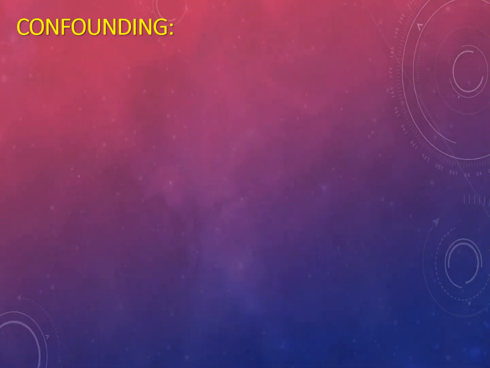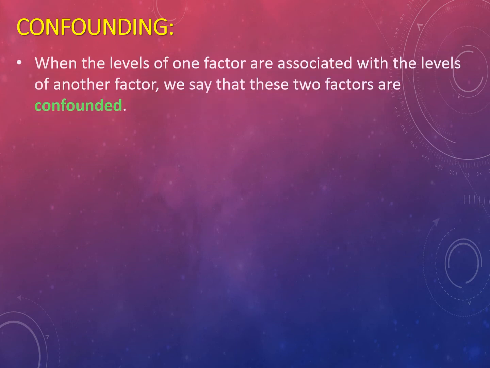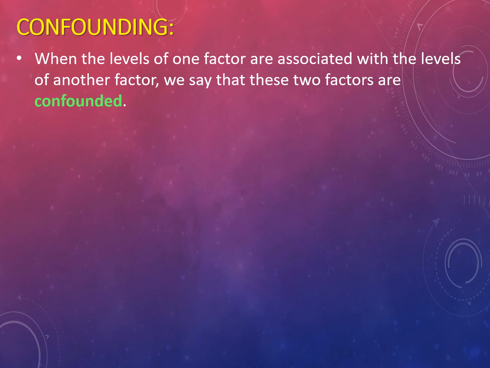So think about this word confounding. What does that word mean to you? When might you have heard it? I know I'm oftentimes confounded by the behavior of my students. I just don't get it. Confused, confuzzled, bewildered, lost. I just don't know. Well, we actually have confounding in experiments as well. Confounding occurs when the levels of one factor are associated with the levels of another factor. Those two factors are then confounded.